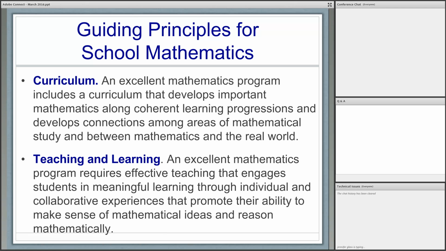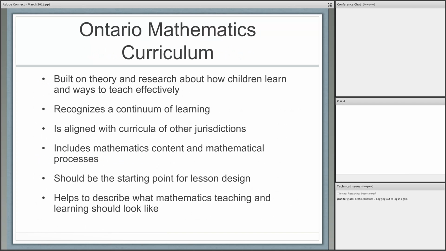And of course, teaching and learning. That effective teaching really engages students in meaningful learning and promotes their ability to make sense of mathematical ideas and to reason mathematically. So another key idea, which I want to talk about in more detail. So I'm actually going to soon be going through effective practices.